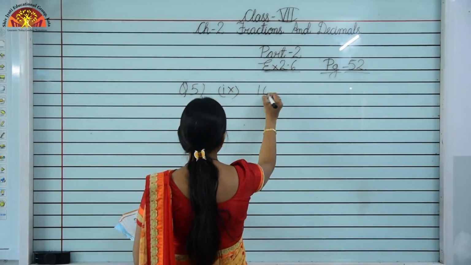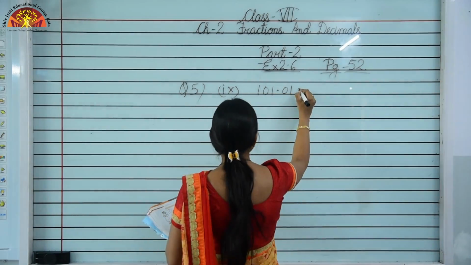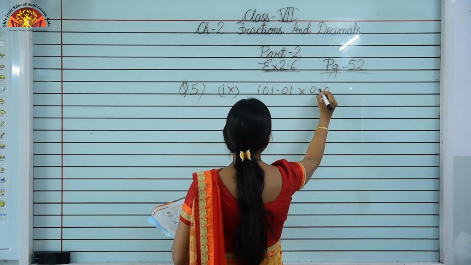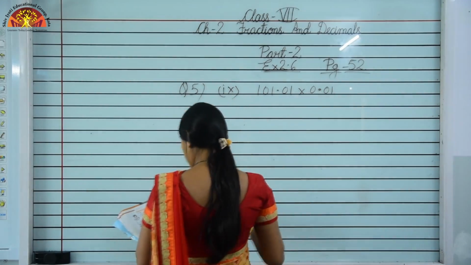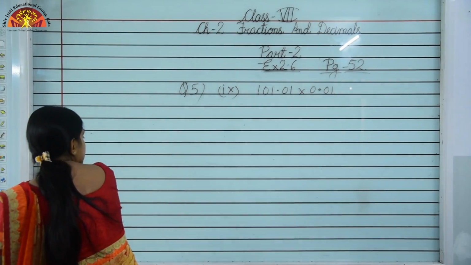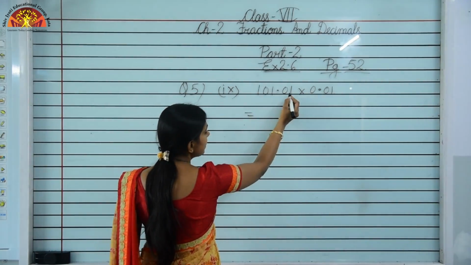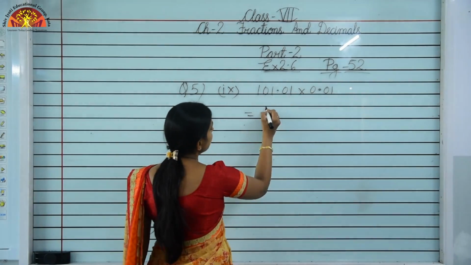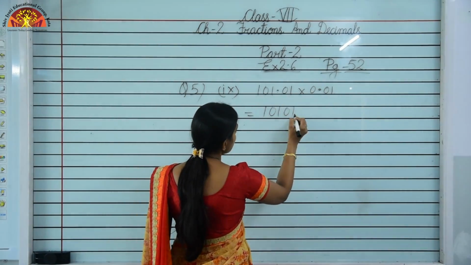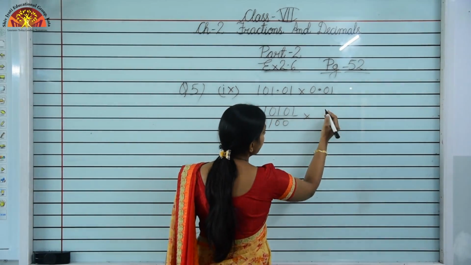That is 101.01 into 0.01. Okay, that is 101.01 into 0.01. Now you have to just multiply. You can see that after the decimal there are two digits. So we will divide by 100. So 10101 upon 100. Again after decimal there are two digits.